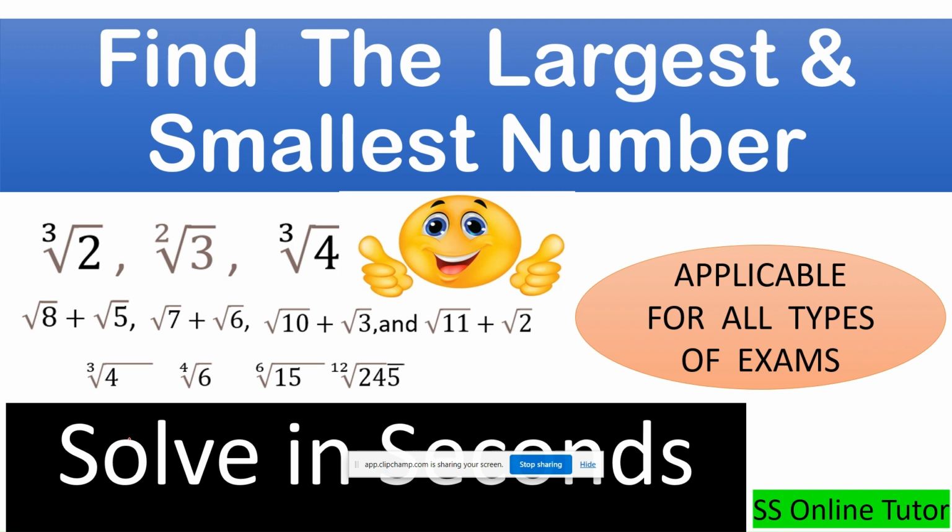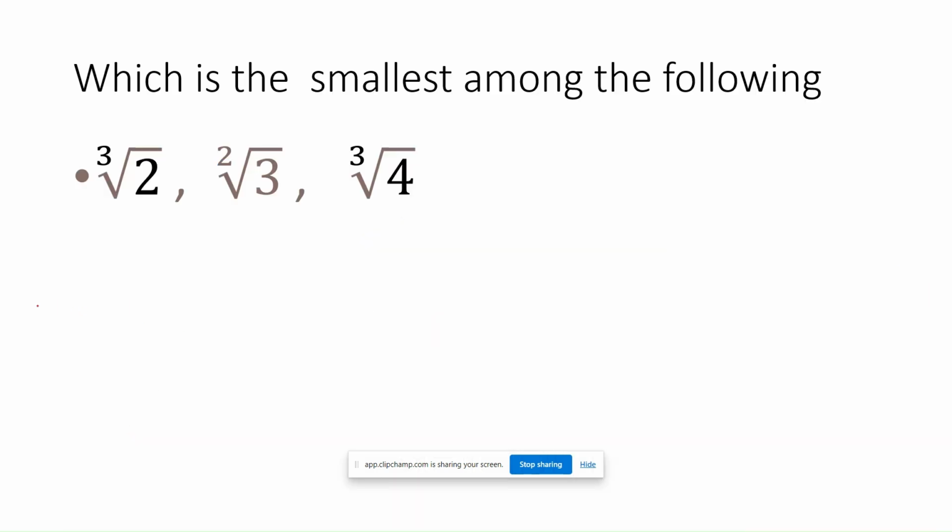So let's start the first question. Which is the smallest among the following? Whenever you get this type of question, it is difficult, and we should know the trick to find out the sums in seconds. They have given cube root of 2, square root of 3 and cube root of 4. You have to find out which is the smallest number in this.